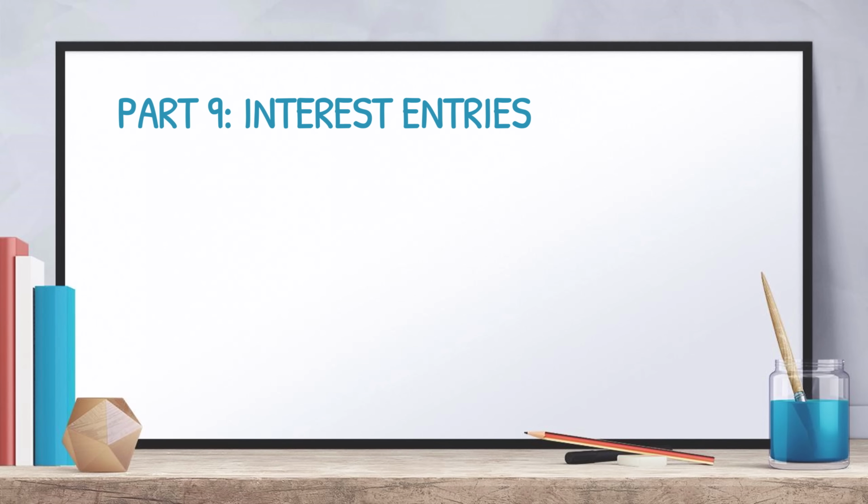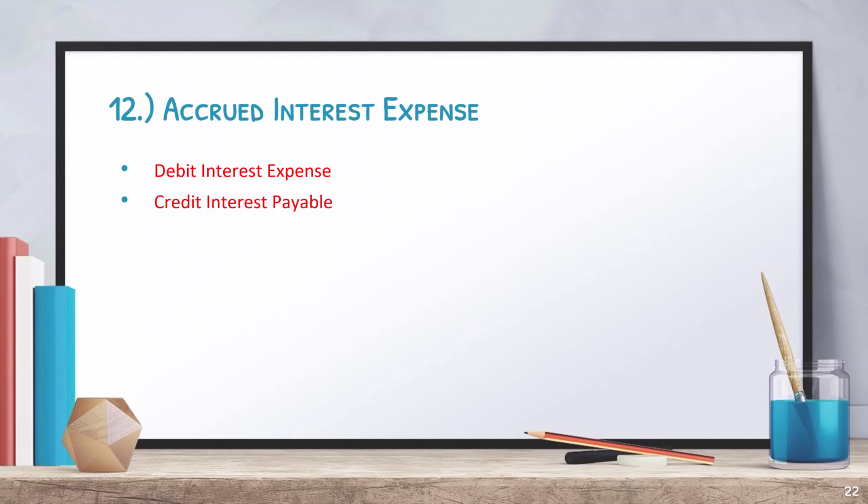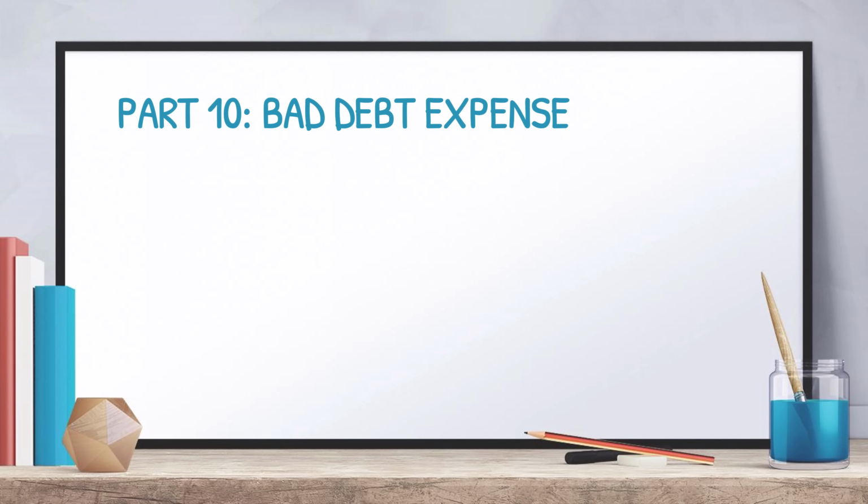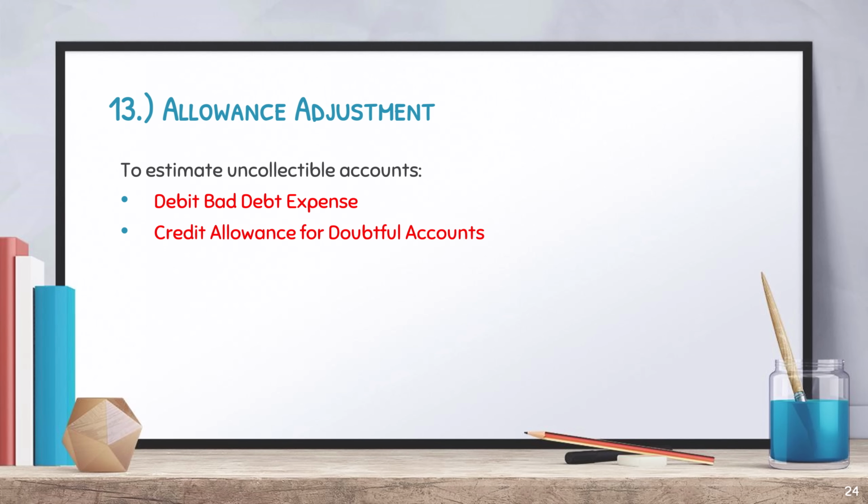Part 9, Interest Entries. 12. Accrued Interest Expense. Book this entry. The logic is because time equals interest accumulating. Part 10, Bad Debt Expense. 13. Allowance Adjustment. To estimate uncollectible accounts. Book this entry. The logic is we won't collect 100% of receivables.